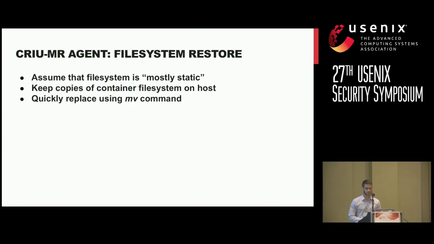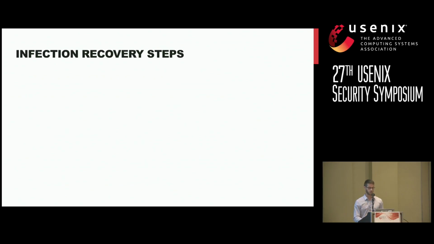One thing I haven't talked about yet is the file system restore. We assume that the file system is mostly static, which might be the case for web servers where the state is managed mostly on a database server or something like that. Then we just keep copies of the file system on the host that we know to be legitimate and simply rotate them out, so that we take the infected one and swap it with the legitimate one during the restore.